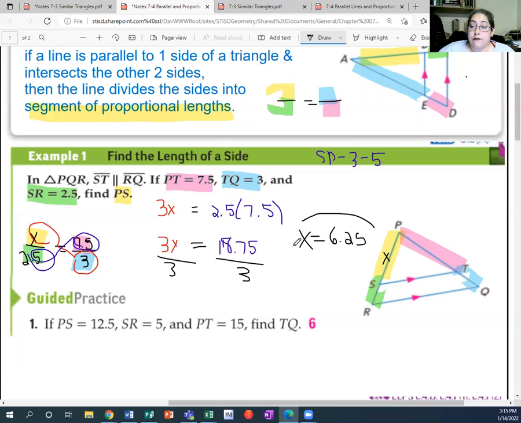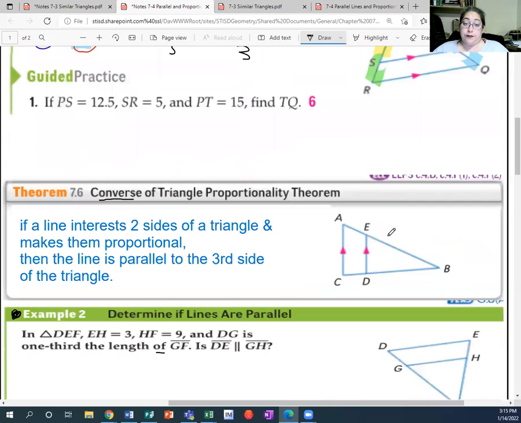Alrighty, I found my answer. Circling it, checking for questions, looking at my chat, don't see anything yet. Looking around the room. Feeling okay? Easy enough? All right.